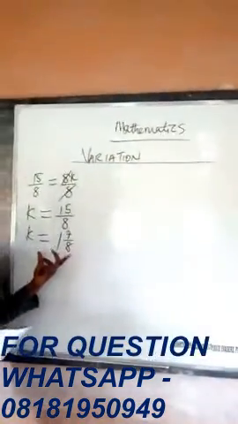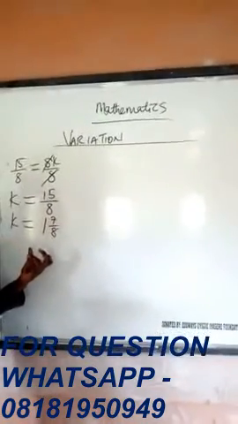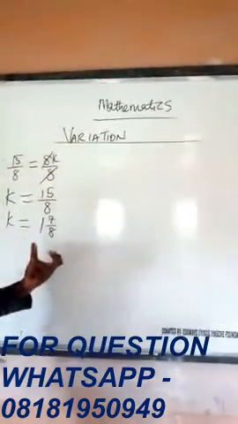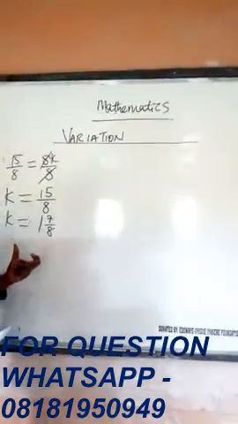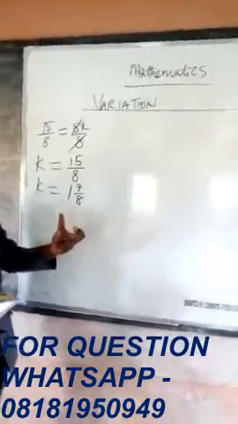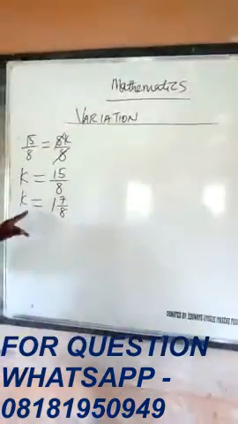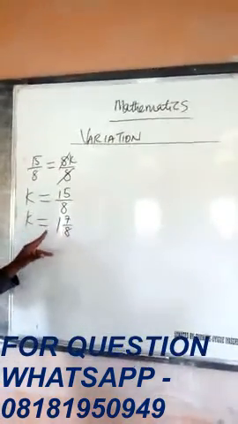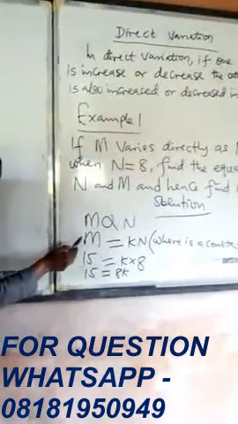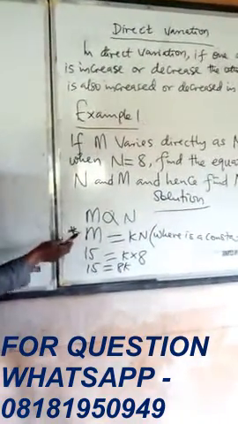Now to get the equation connecting m and n, sometimes they may put it this way: what is the formula connecting m and n? Or what is the relationship that exists between m and n? What you do now, once you get your constants, substitute for your constant in your real equation. This is your real equation now. This very one is your real equation of the variation.